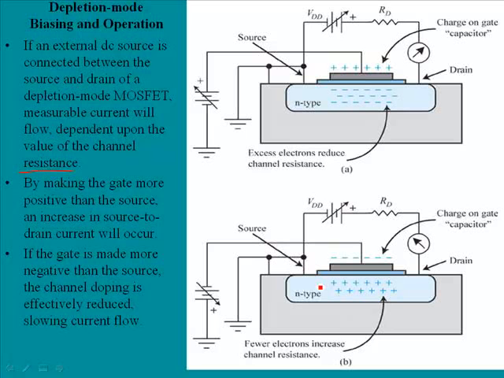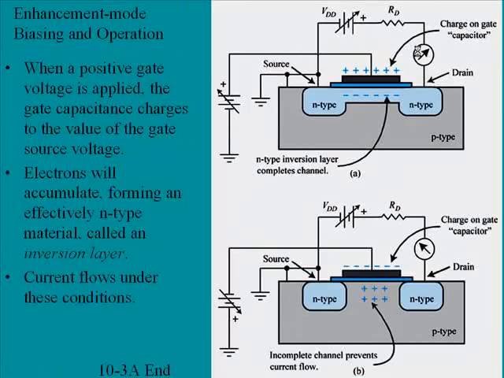So, in the depletion mode MOSFET, the charge on this capacitor ultimately determines how much current is going to flow through the channel. Now, in an enhancement mode MOSFET, when a positive gate voltage is applied, the gate capacitance charges to the value of the gate source voltage.